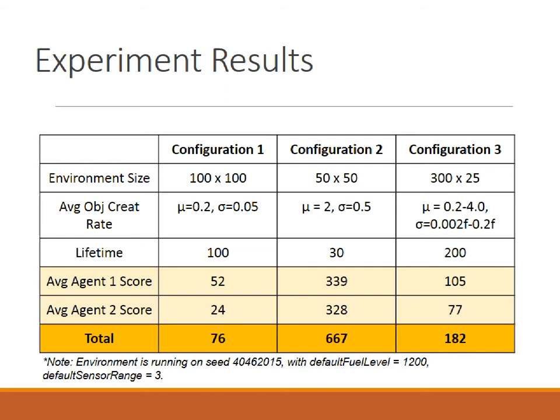Whereas configuration 3 is a bit more unique. It differs from our normal square environment into a long rectangle, 300 by 25. You have a very low object creation rate and also a very low variance, and a lifetime of 200. So as you can see, our agent performed the best in configuration 2. In a small environment with a high object creation rate, it is able to achieve a score of 667, versus configuration 1 of 76 and configuration 3 of 182.